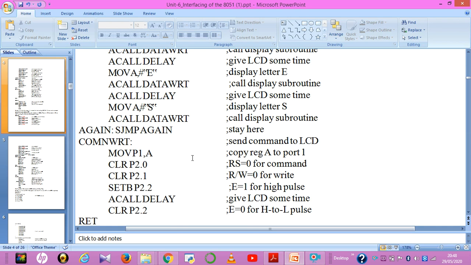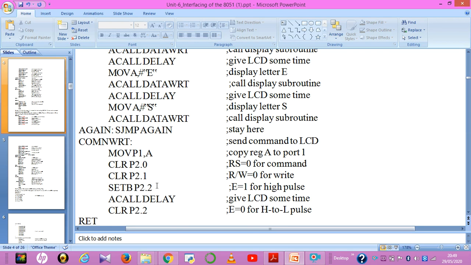Next, this is the subroutine for commands. In the command write subroutine, MOV P1, A copies register A to port 1. Next, RS = 0 for command means you have to keep the LCD in command mode, and you have to select whether you are doing a read operation or a write operation. Here they are going to write 0 for write operation, because you are writing all 3 characters on the LCD display. Next you have to keep the enable state, because you have to enable the LCD. For that, E is equal to 1, I am setting that one.